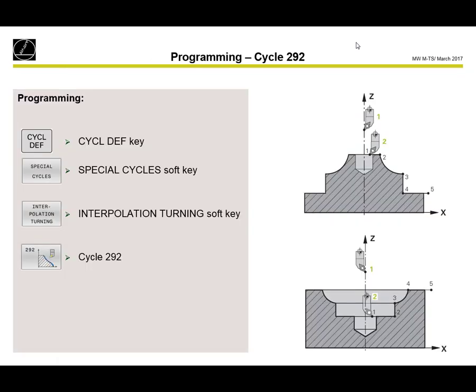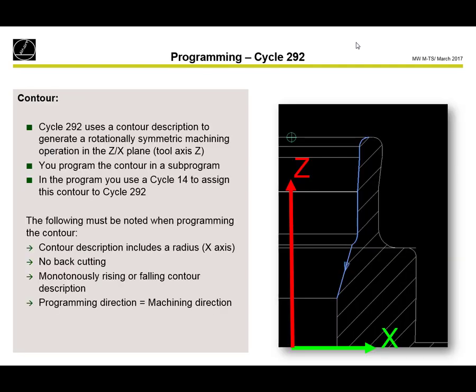We find the cycles under Cycle Def, Special Cycles, Interpolation Turning, cycle 292. And we can do an inside or an outside machining with this cycle. The contour is important. We need to describe the contour in the X and Z coordinate system. So we program the contour in a subprogram without any radius correction, only the contour description in radius. So there is no possibility to program it in diameter. We need to program it in radius.